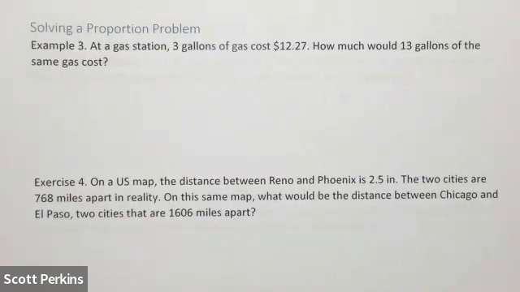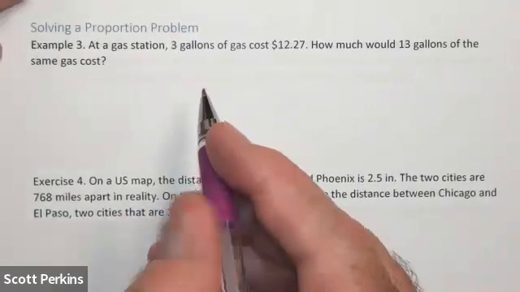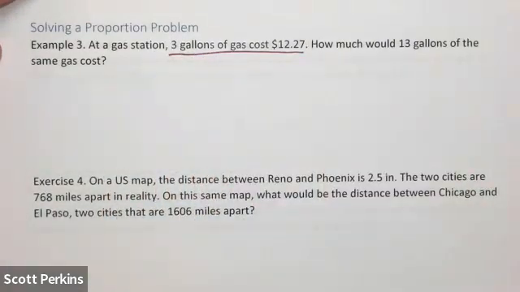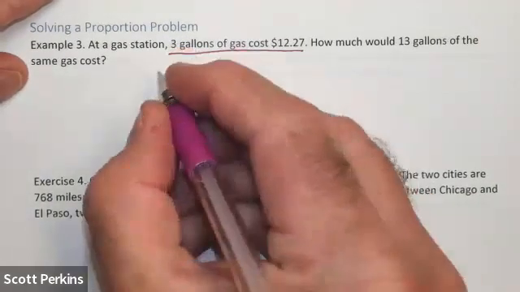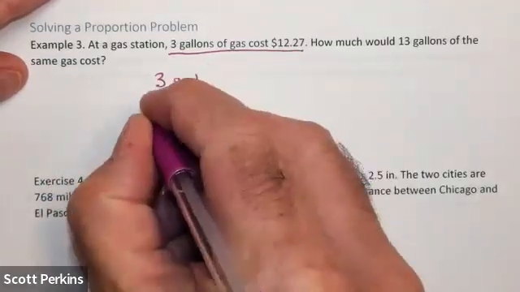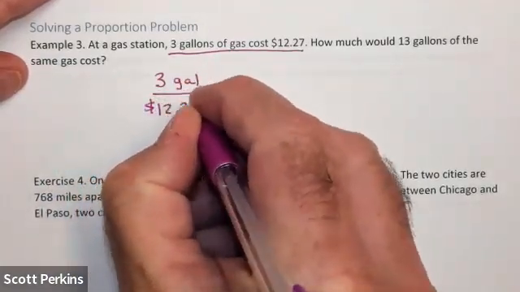So when we set up a proportion, what we're going to do is take the first comparison. We're going to take this 3 gallons of gas for $12.27, and we're going to make a ratio out of it. And so I'm going to say, okay, 3 gallons over $12.27.